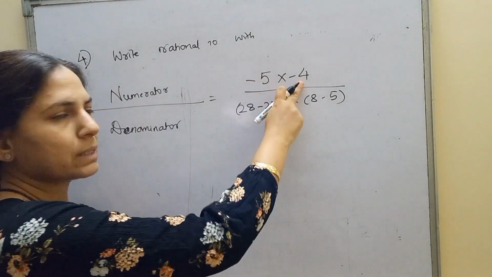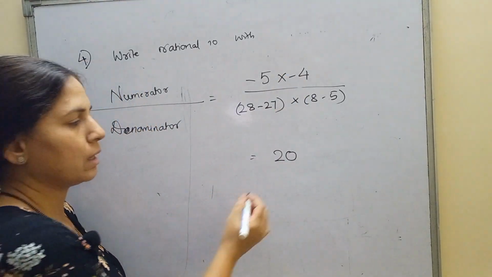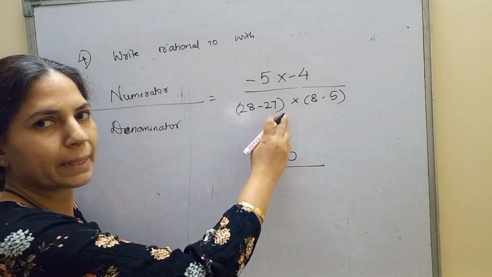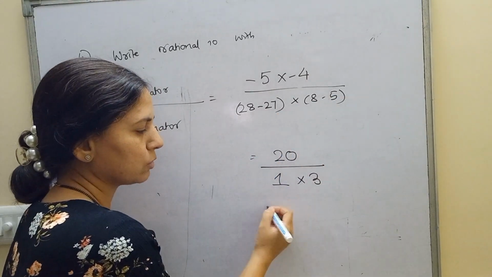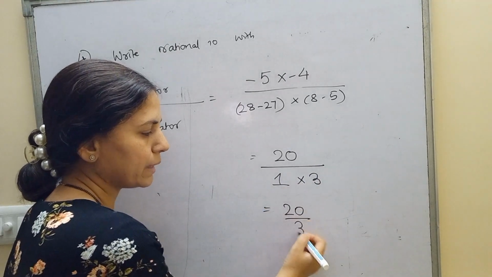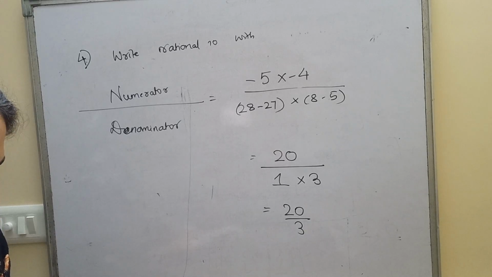So minus into minus, plus. So this becomes plus 20, okay. Solve the brackets. 28 minus 27 will become 1. 8 minus 5 will become 3. So your fraction is 20 upon 3. This is the final fraction or the final answer. Let's go ahead with the question number 5.